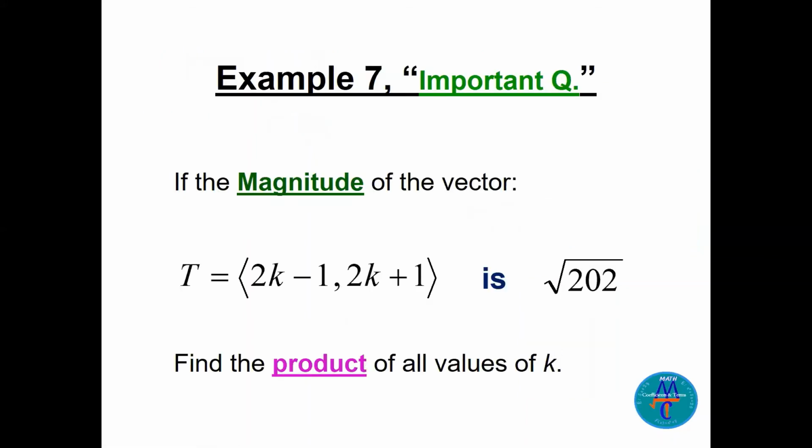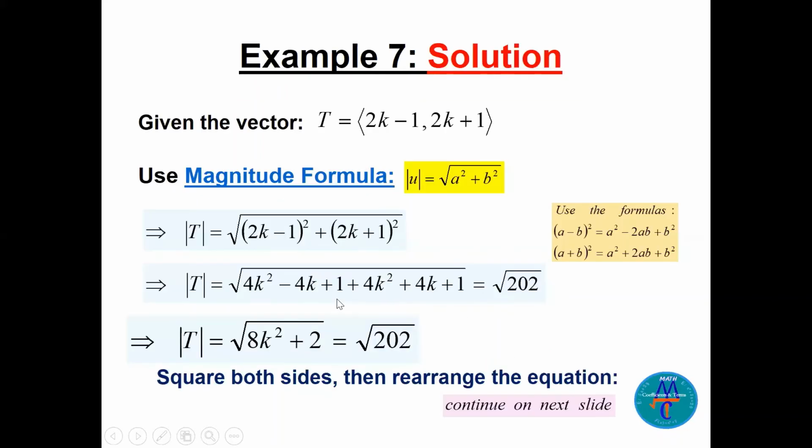This is another important question. If the magnitude is given, it's a very nice question also. The magnitude of the vector t is square root of 202. And the vector T itself is (2k minus 1, 2k plus 1). So if the magnitude of this vector is this, find the product of all values of the k. So you might get 1 k, 2 k's, 3 k's, whatever. Find the product. So let's find the magnitude of the vector t by the formula.